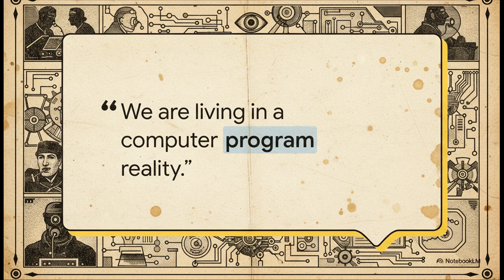Way back in 1977, the sci-fi author Philip K. Dick said, "We are living in a computer program reality." He might have been talking about a grand simulation, who knows, but honestly, his words were spot on. They perfectly capture the ambition of the systems we're going to look at today. Systems that were built to model, predict, and ultimately, to control us.